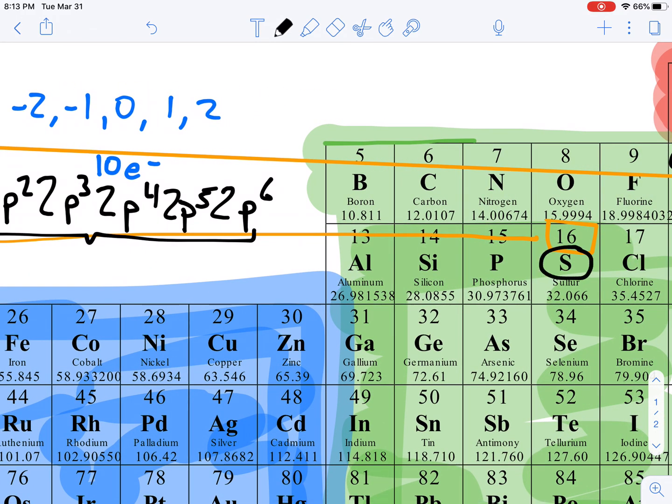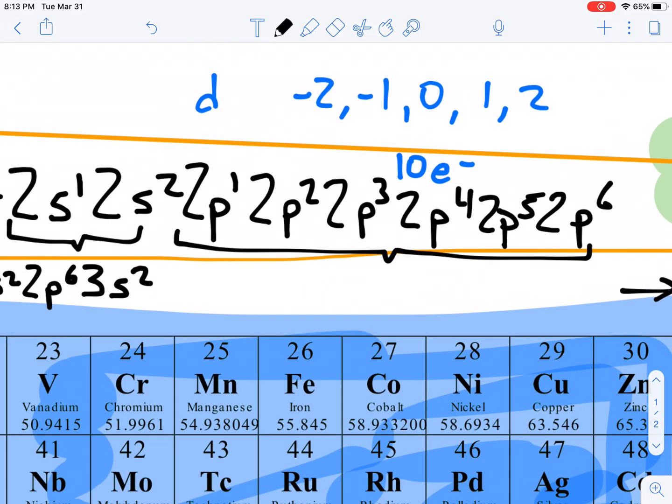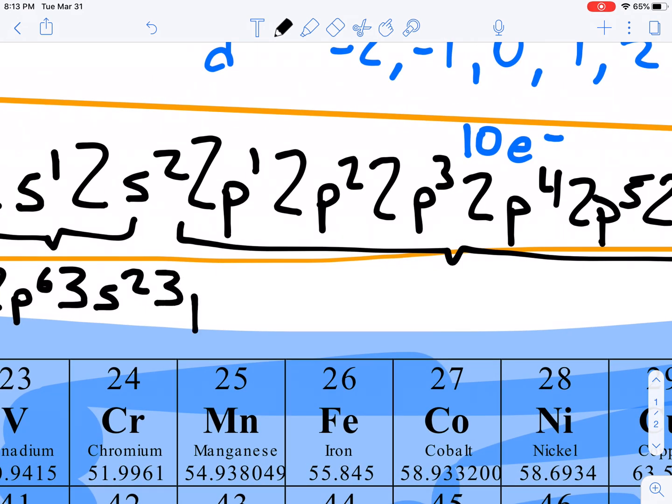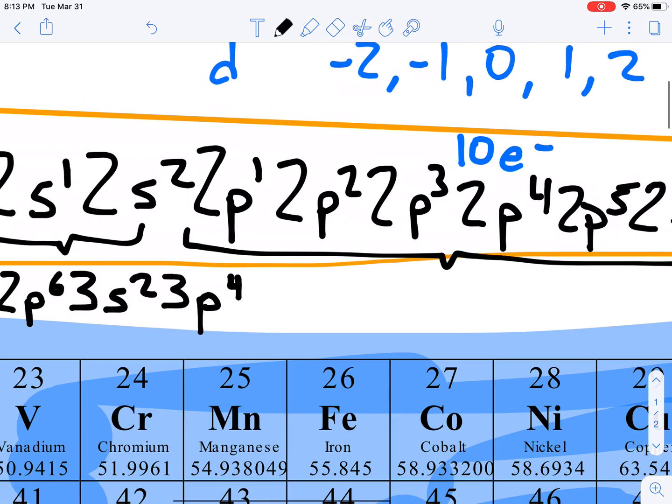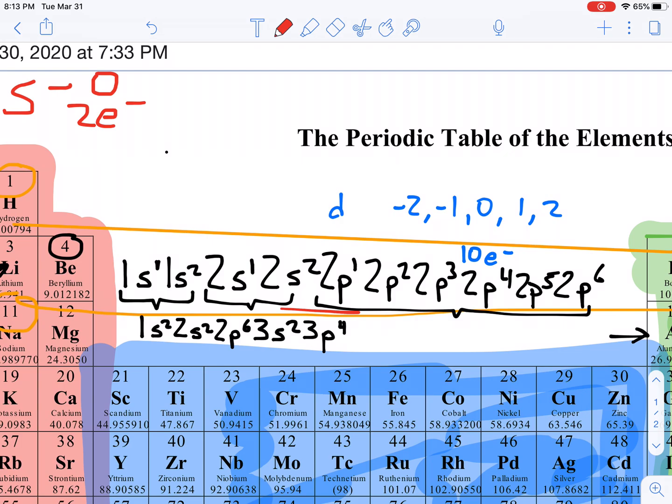And then finally, we make our way over here to where sulfur is. Sulfur is in the 3rd energy level. It's in the P sublevel, it's green, and it's the 1, 2, 3, 4th element in. So it is 3p4. So our final electron configuration for sulfur is this. It is 1s2, 2s2, 2p6, 3s2, 3p4.